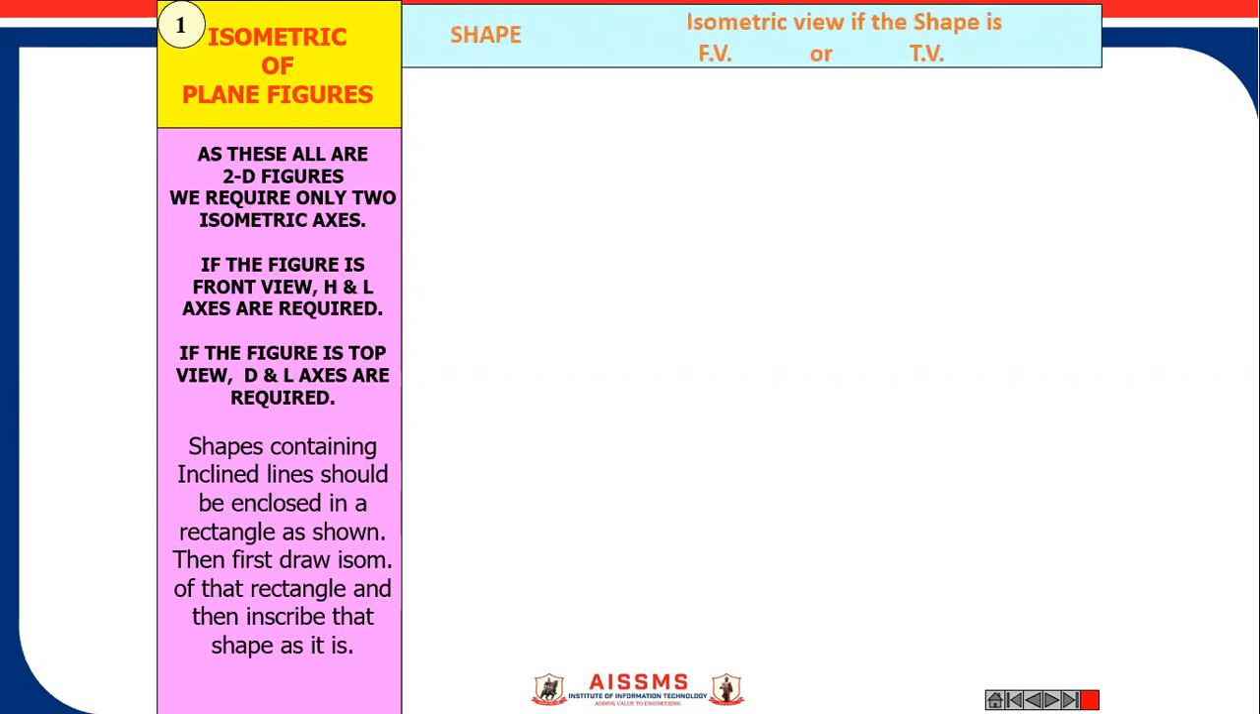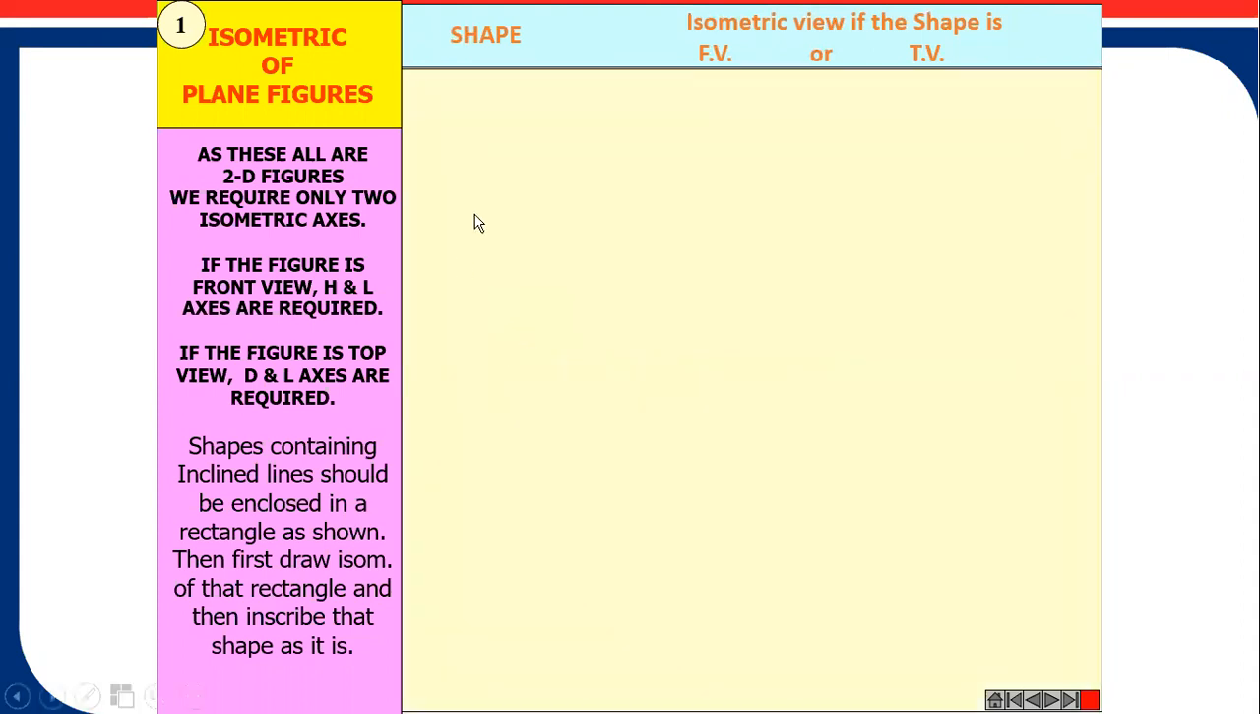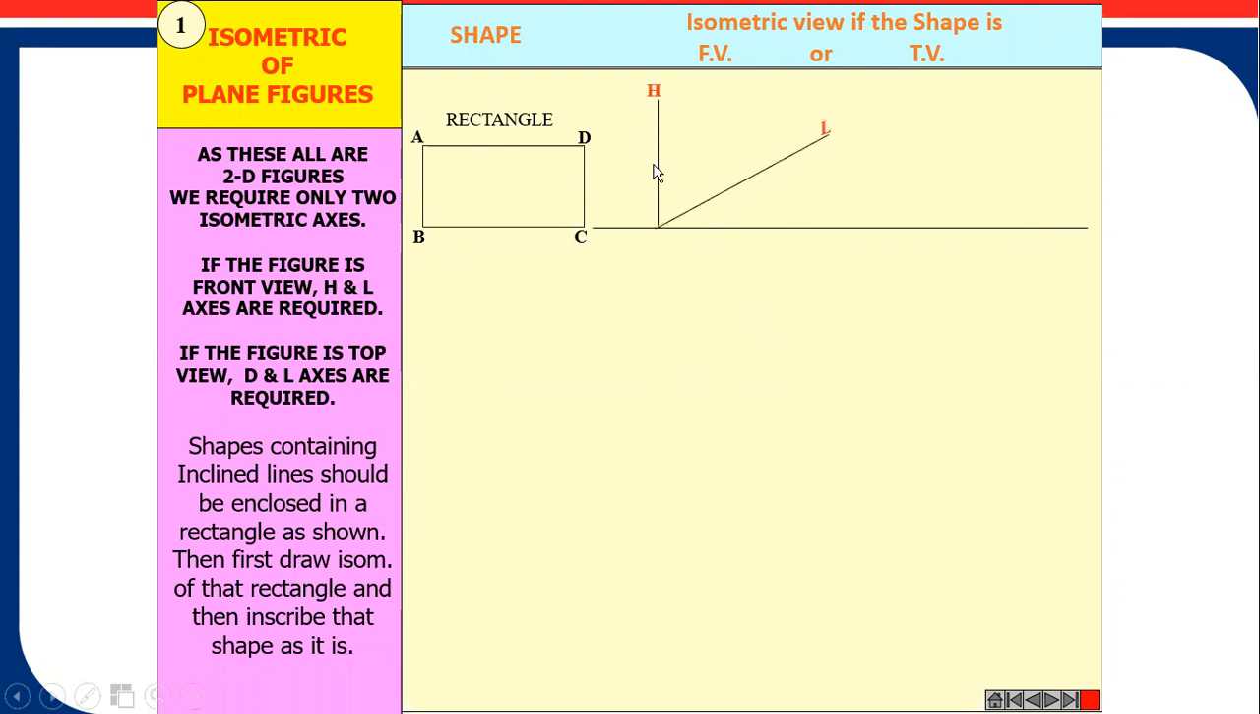or the shapes containing inclined lines or a rectangle. These are the shapes. Then how do they look in front view and then top view? Suppose a rectangle, how does it look in front view? So A, B, C, D. Then mark one horizontal line. Then in front view, we use the height and length of the shape, that is the rectangle.